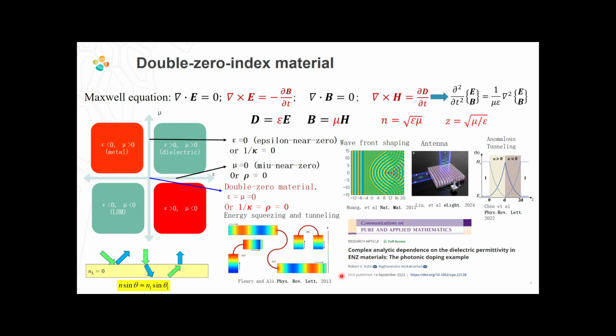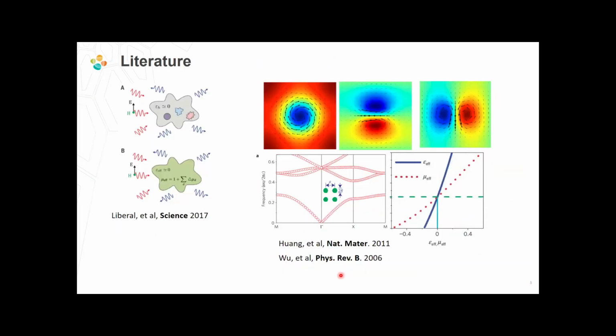And now the question is, how can we achieve these special zero index materials? Actually, Mother Nature doesn't give us this type of material. In the literature, there are two prevailing methods. One is called photonic doping, where you have an epsilon near zero material, and then you put in some dopant to make this double zero.